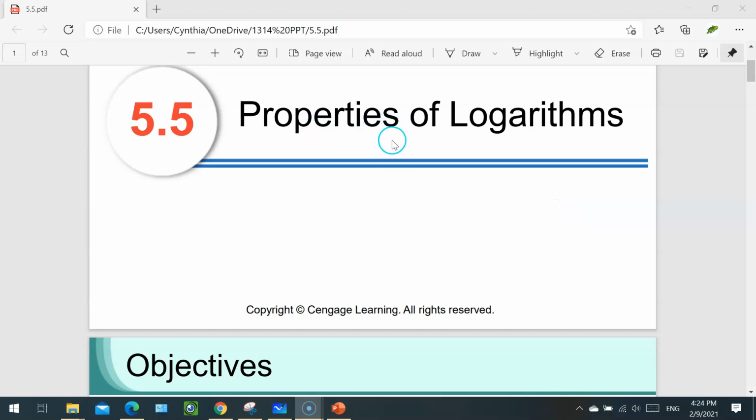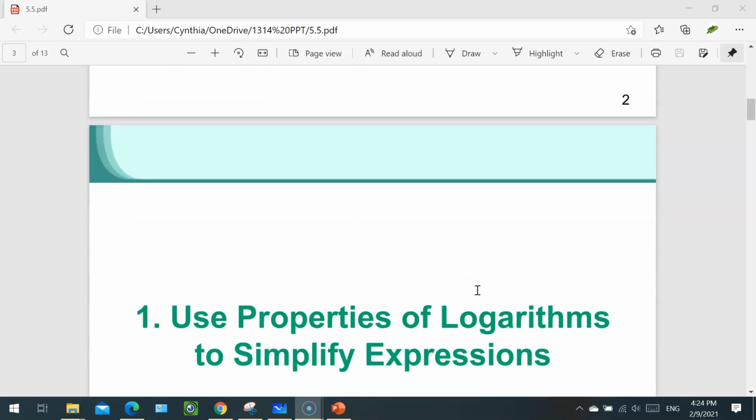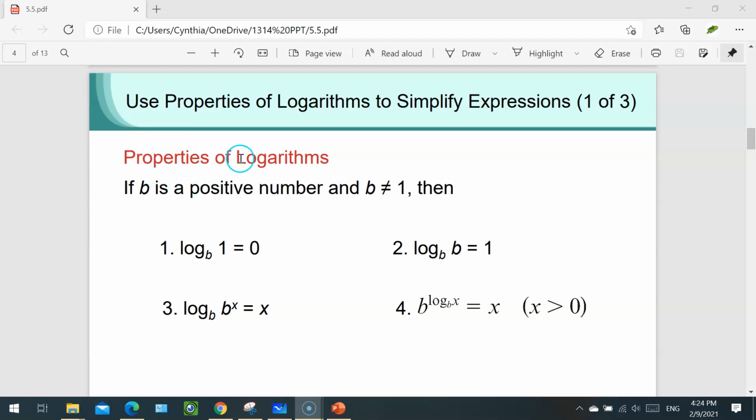5.5 Properties of logarithms. In this section, we are going to learn to use the properties of logarithms to simplify expressions and use the change of base formula to solve logarithm expressions. Properties of logarithms: if b is a positive number and b cannot equal 1, then log base b of 1 is equal to 0.